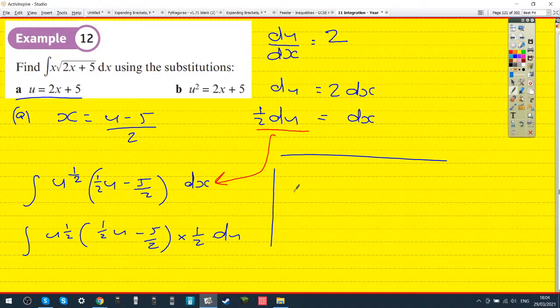Do I now need to integrate what I've got there? Yep. Because you couldn't do it before because it was in terms of x, but then you changed it to u, so now you can do it. Do I need to take them step by step and integrate it? You could expand the brackets.